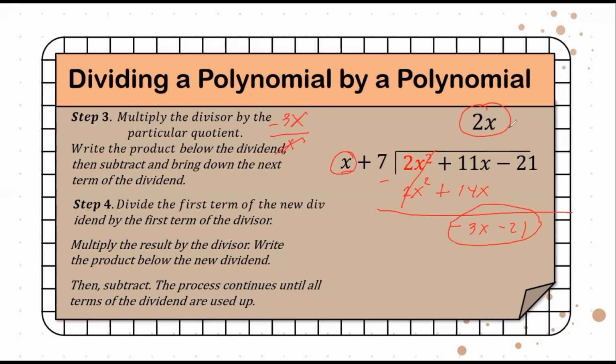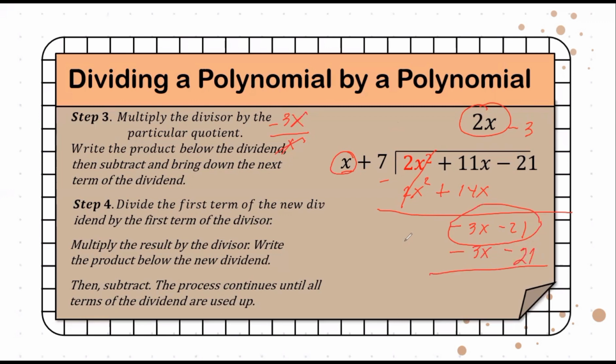So ang natira po is negative 3. So minus 3 po dyan sa taas. Okay, so negative 3, and then we multiply it to the divisor. Negative 3 times x, it will give us negative 3x. Negative 3 times positive 7, it will give us negative 21.